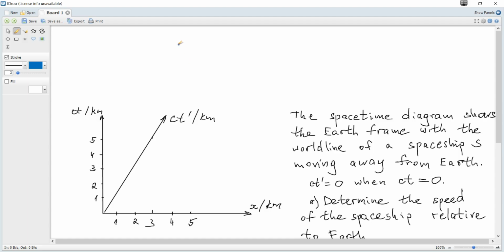We use the next formula. The tangent of theta is equal to v over c, where v is the required speed, c is the speed of light, and theta is the angle between the ct axis and the ct primed axis. It's here, and also it's the angle between the x-axis and the x primed axis. Choose any point on the ct primed axis so that we get a right angle triangle, and tangent is opposite over adjacent. You can see that it's 3 kilometers over 5, so tangent is 3 over 5, 0.6, hence v is 0.6 c.